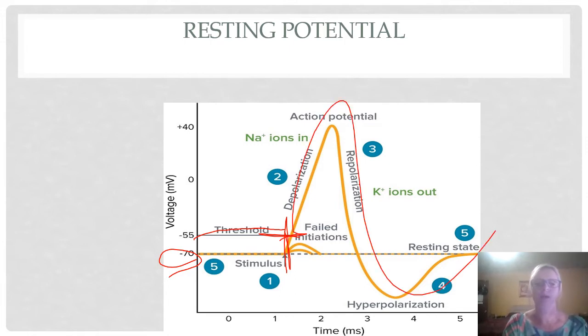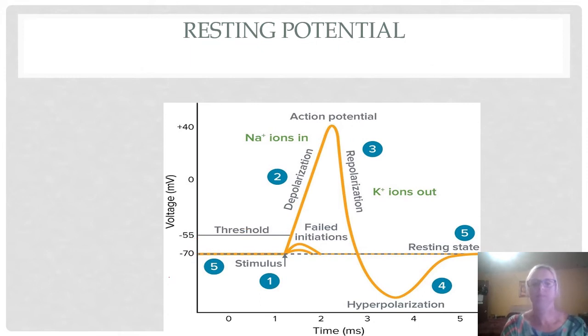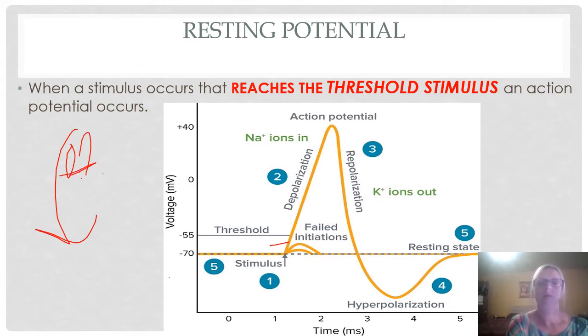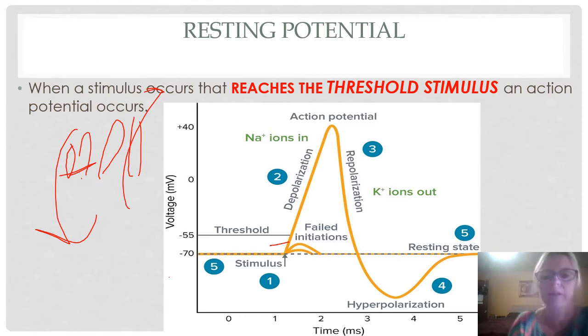If it is below, if it's here, nothing's going to happen, okay? It has to be this much of a change in voltage, all right? It's got to reach that threshold stimulus, all right? And so that's going to come in. I'm getting a little ahead, but that's okay. Repetition, repetition, repetition. The sodium ion gates are going to open. Sodium ions are going to rush in. And then as the sodium ion gates close back, potassium gates open and potassium rushes out. Okay? And so that's what these numbers are telling us.